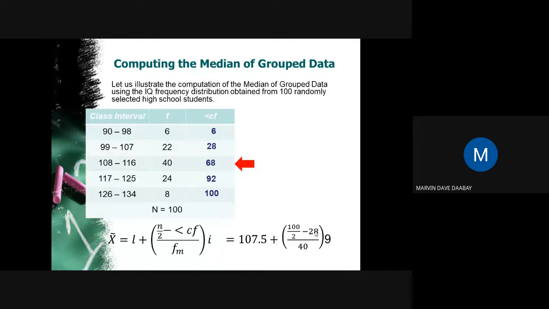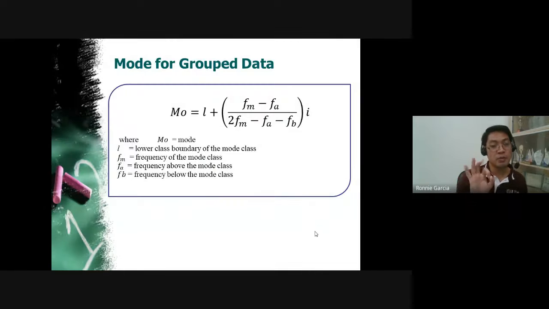Okay. Next, the mode, which is different. The mode for grouped data can also be computed with another complicated formula. The mode is equal to the lower class boundary, same meaning as L, plus a quantity to divide. You already know F sub M, but here M represents not the median class but the mode class, since we are looking for the mode. The frequency of the mode class minus F sub A, the frequency above the mode class, divided by 2 times the frequency of the mode class minus F sub A, minus F sub B, the frequency below the mode class, times I, the same as before, the number of values in one interval. That is the formula for the mode.